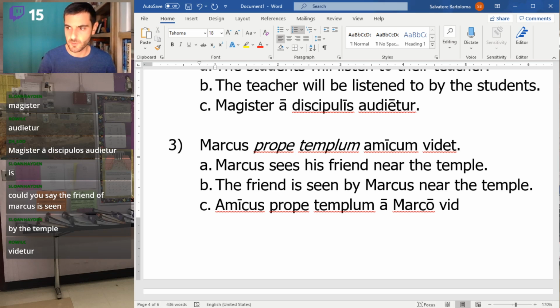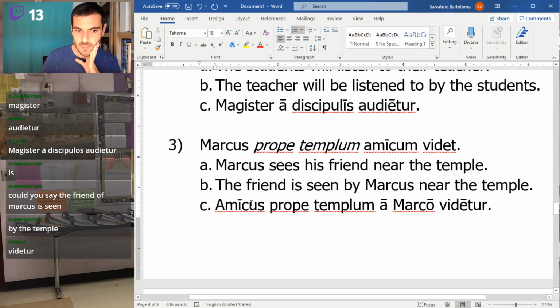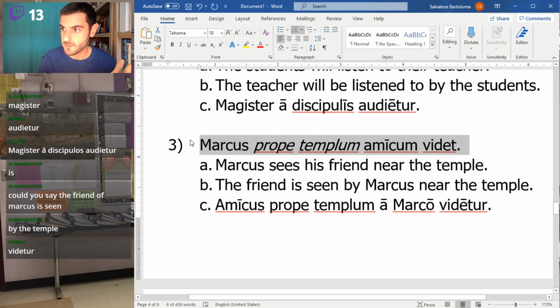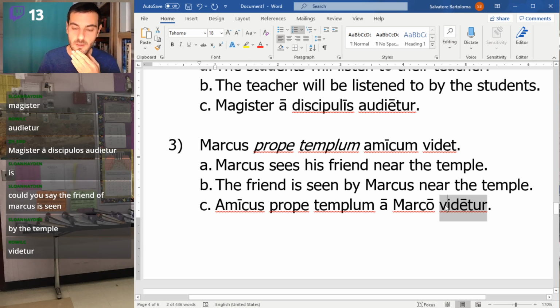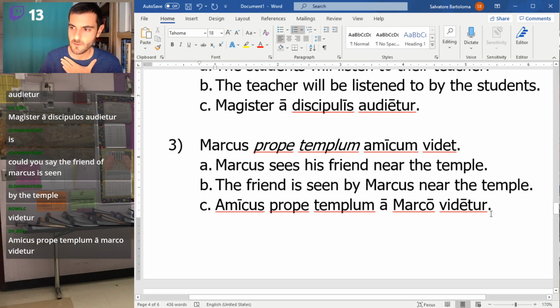And then my verb here, excellent, Rowan, would be videtur. Amicus videtur a Marco. The friend is seen by Marcus. And this is a sentence that we would almost exclusively keep in the active. We're just practicing here. But that would be grammatically what you would do. Amicus videtur, the friend is seen a Marco by Marcus, prope templum, near the temple. Well done, Zubair.